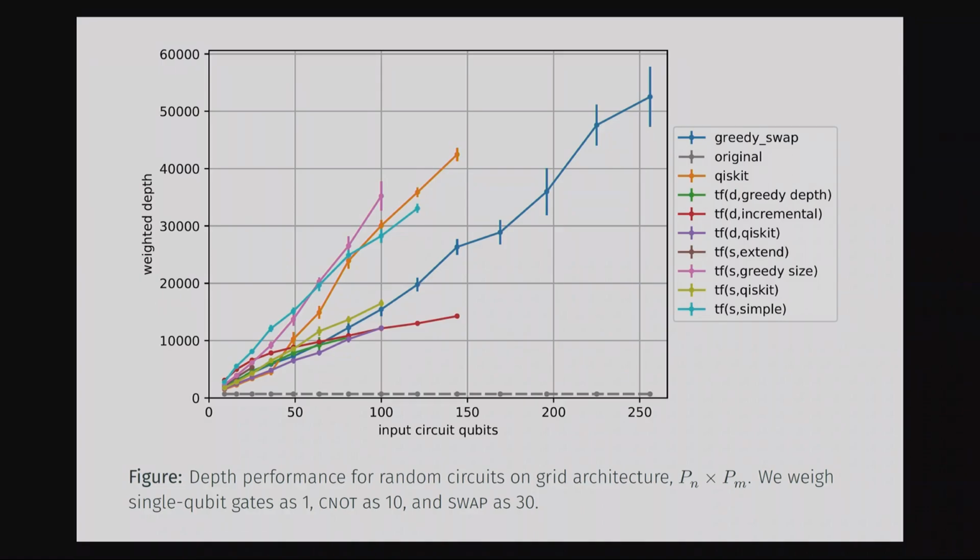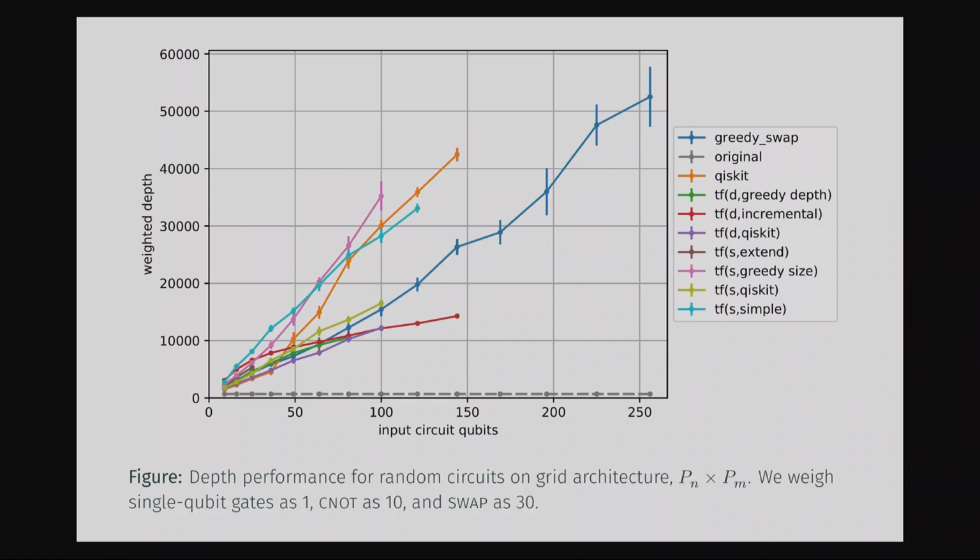Here we're looking at the depth performance for random circuits on the grid architecture. We actually do weight gates: single qubit gates with weight 1, CNOTs with 10, swaps with 30, to more accurately represent the empirical cost of inserting swaps into the circuit. So this is a weighted depth.